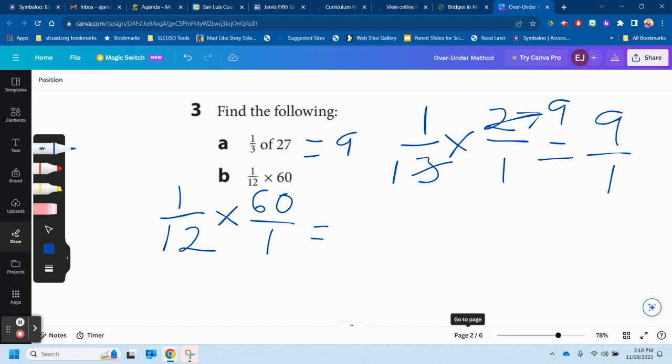And then I can simplify before I multiply. 12 and 60 are both divisible by 3, yes, but they're also divisible by 12. So this is going to be 1, and this is going to be 5. 1 times 5 is 5, 1 times 1 is 1. 5 ones is equal to 5.